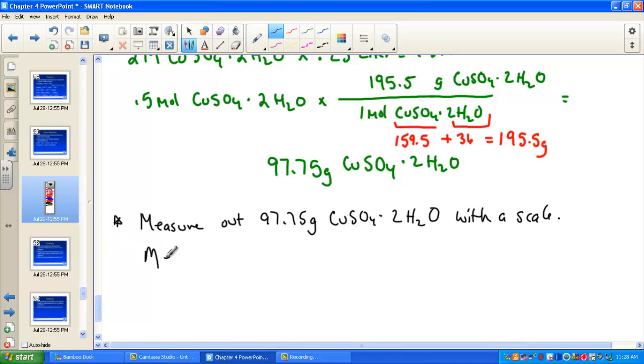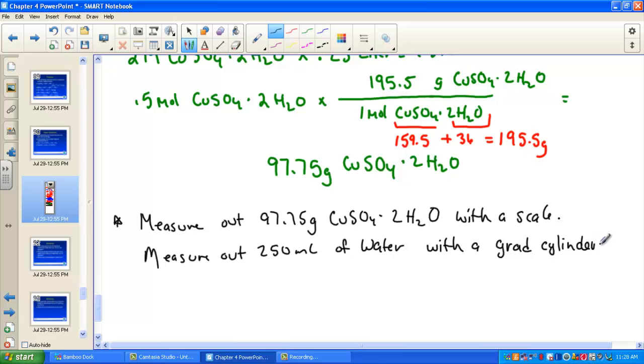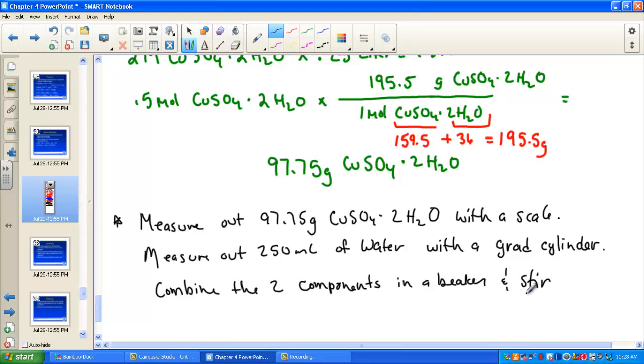We will measure. How much water did it say? 250 mLs, 250 mLs of water with a graduated cylinder. So this is just a little bit different than what I set up above, a little bit more descriptive. Combine the two in a beaker. And oh, so important, stir until it's uniformly dissolved, creating a homogeneous solution.